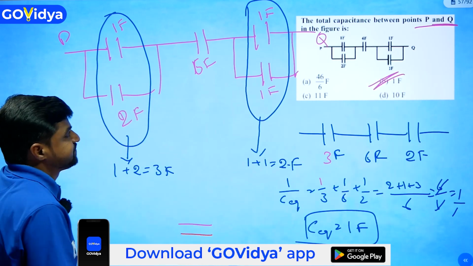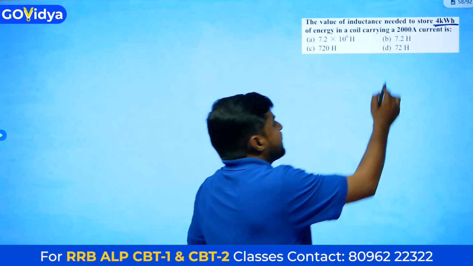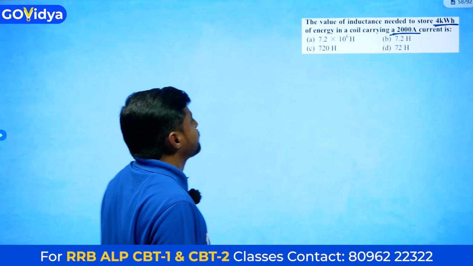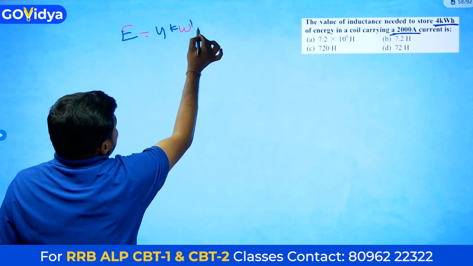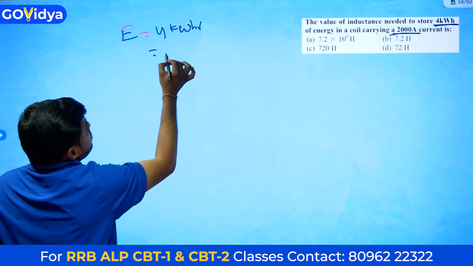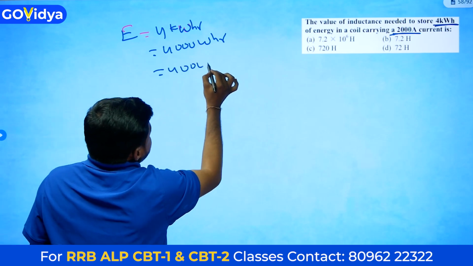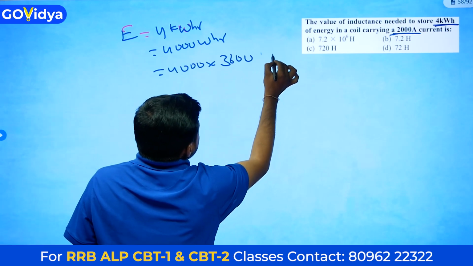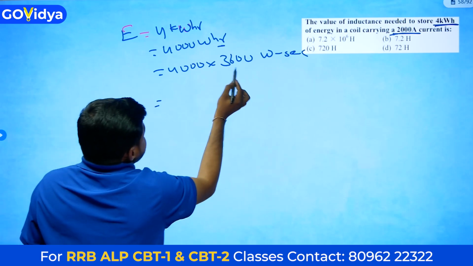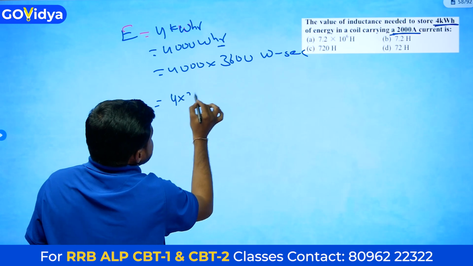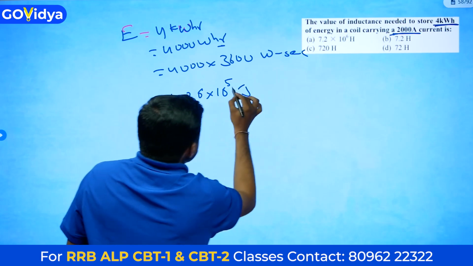Next question. The value of inductance needed to store 4 kilowatt hour energy in a coil carrying 2000 amperes current is. Here energy E is given. E is equal to 4 kilowatt hour, which is 4000 watt hours. We can also write 4000 into 3600 watt second. We have to convert hours into seconds. Now we will get 4 into 36 into 10 power 5 joules.